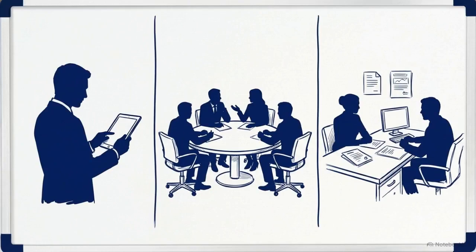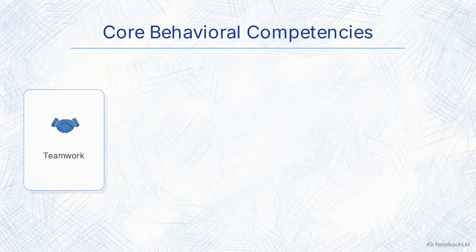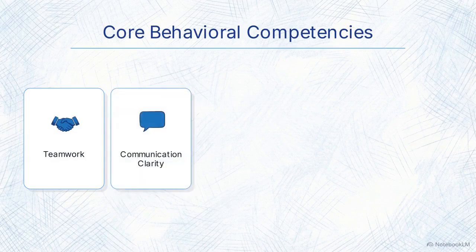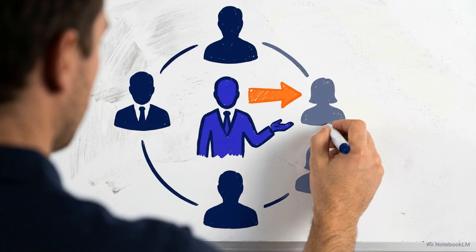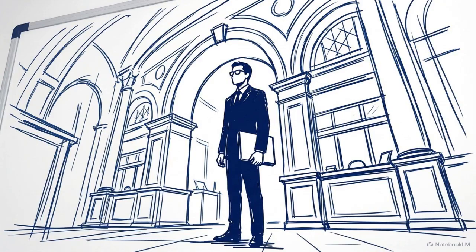Phase 3 serves as the behavioral evaluation, consisting of a psychometric test, a group discussion, and a personal interview. Assessors use these stages to evaluate teamwork, communication clarity, leadership, analytical thinking, and confidence. In the group discussion, demonstrate leadership by actively encouraging quieter members to participate in the conversation. Phase 3 validates your potential as a collaborative banking leader.